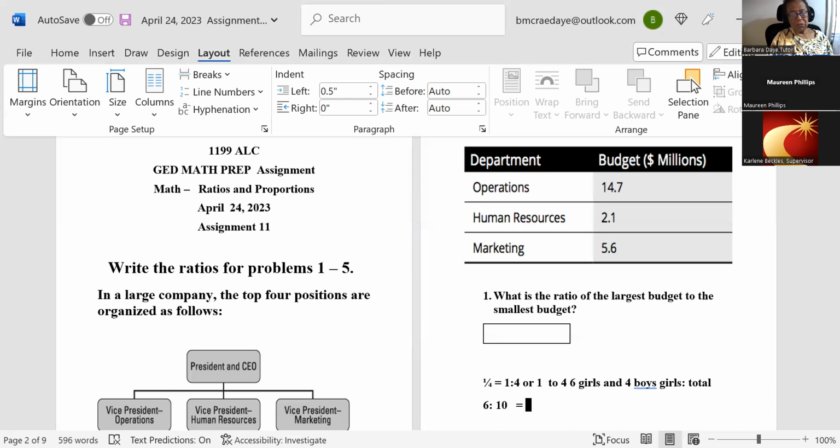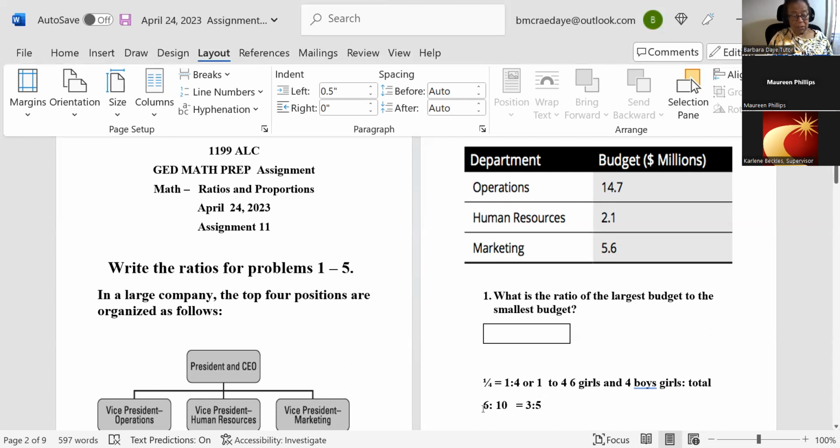A ratio is a comparison of 2 numbers. So what's the first number? 2 could go into 6. Yeah, but 2 goes into 6 how many times? 3 times. So that would be a 3, right? 2 goes into 10 how many times? 5 times. So 6 to 10 is the same as 3 to 5, because when you divide 6 by 2, you get 3, and you divide 10 by 2, you get 5.